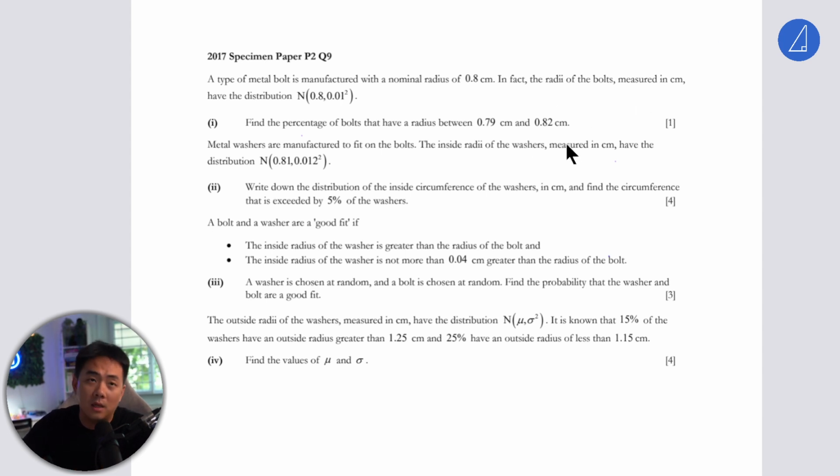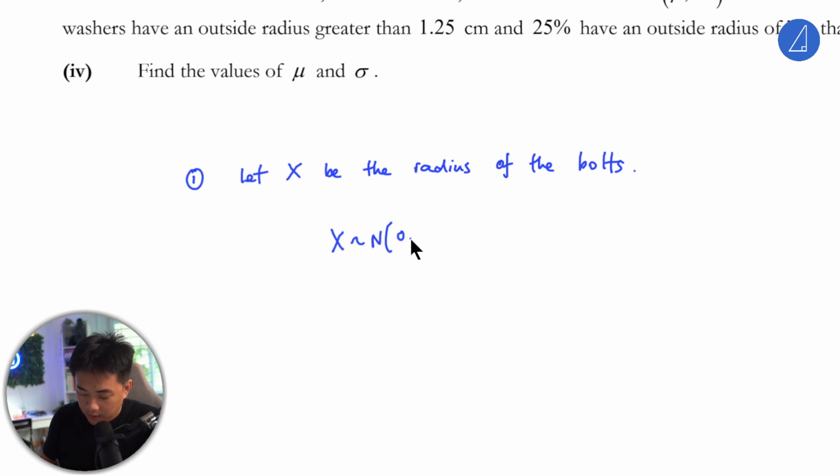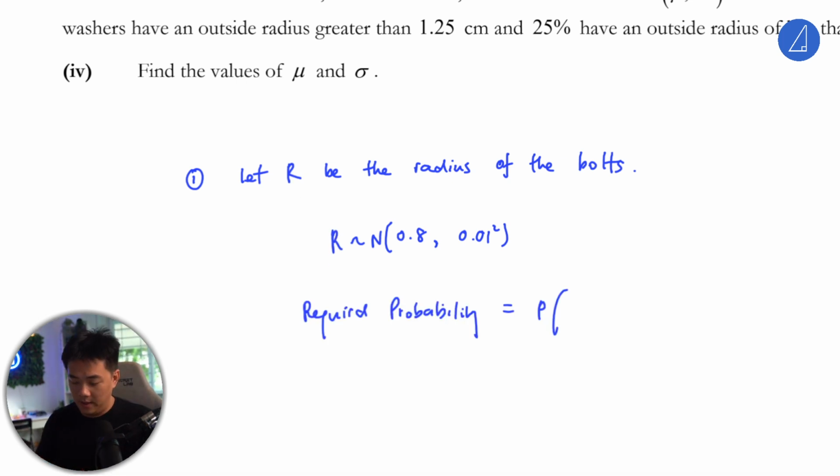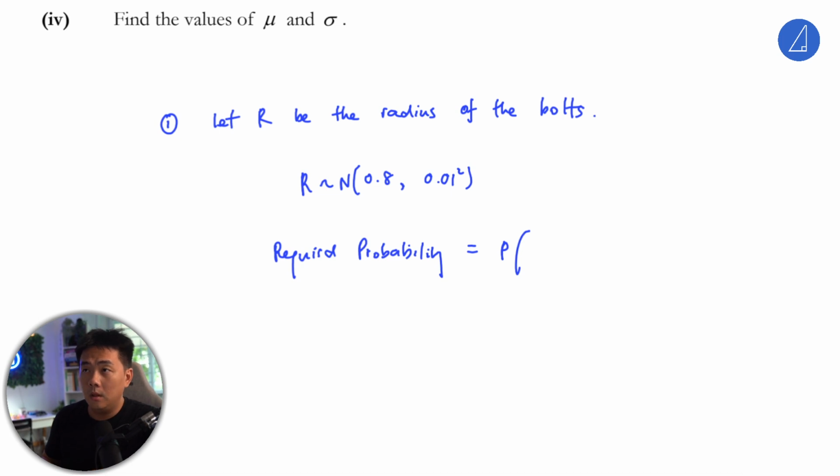So this is just calculator work, so I'm just going to key in the calculator. So n is 0.8, then we have 0.01 squared. So the required probability, actually just name it as R, radius, is easier. So the required probability would be between 0.79 to 0.82. But they want it in percentage form, so we could just multiply by 100 later, not an issue. So just key in the calculator here.